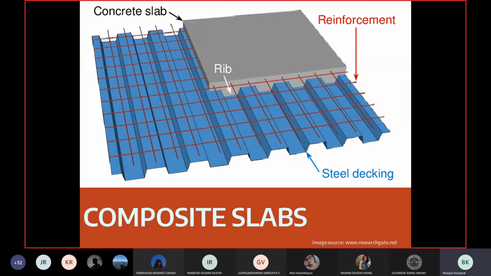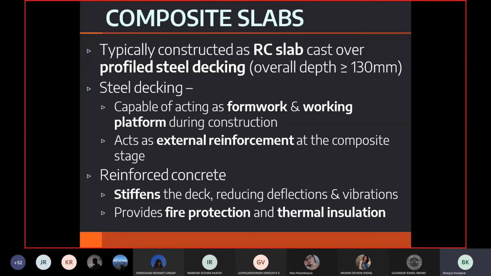So this is how a composite slab looks like. There's a steel decking. It might resemble the shape of a trapezium, trapezoidal decking, or it might have the shape of a reentrant. So we look at it later. That is called reentrant decking. The concept being that there's this steel decking and there's this nominal reinforcement that you provide in both the directions, and the concrete sort of sits on it. So that's a simple way to explain composite slabs.